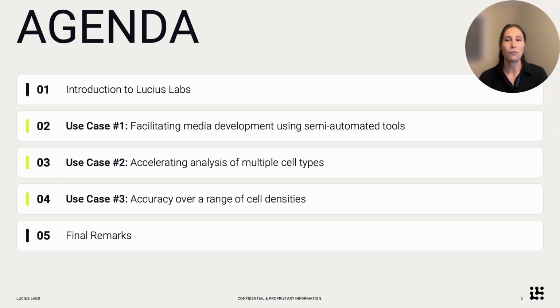So here's a review of the agenda for today. I'll start by giving a short introduction into Lucius Labs, as I am sure there's quite a few of you who might have probably not heard of us before. And then I'll move on to present our use cases for the FAST CDV for our team. Our first use case will focus on facilitating media development using semi-automated tools and how the FAST CDV is integrated into that. The second part will focus on accelerating the analysis of multiple cell types. And then the last use case, we'll talk about the accuracy of the FAST CDV over a wide range of cell densities and how that's important for our processes. We'll conclude with final remarks, and at the end, we'll leave time for questions and answers.